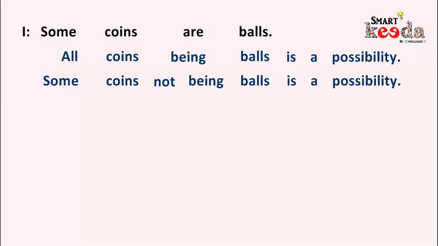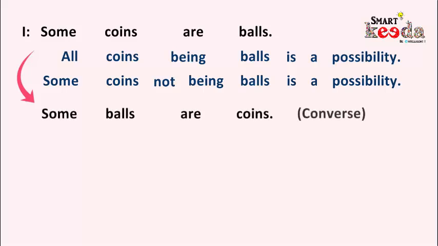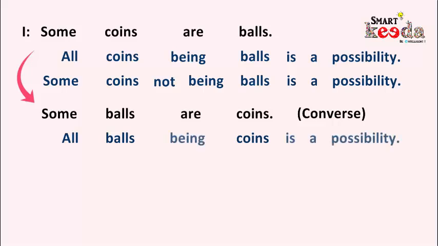Similarly, we can derive two more possibility conclusions out of the converse of the given statement, and the converse will be, some balls are coins. Now let's repeat the operation once again. Let's take the classes as they are. Now let's place the quantifier all before the class in the subject part, and add the possibility clause to the statement, and the conclusion will be like, all balls being coins is a possibility.